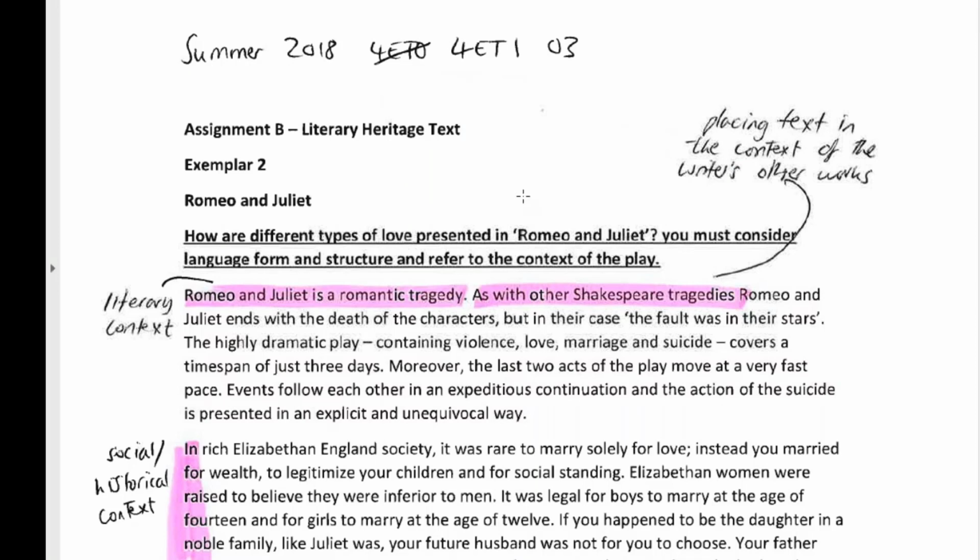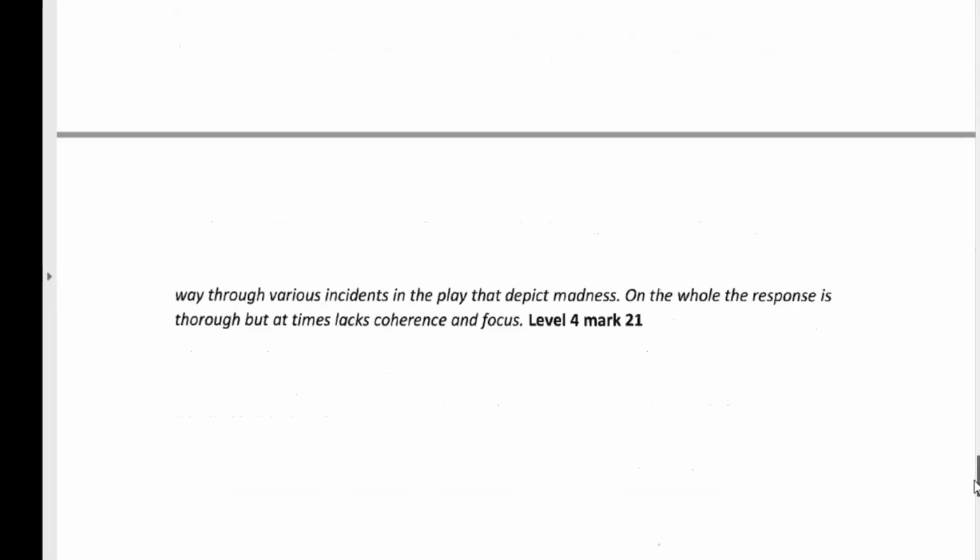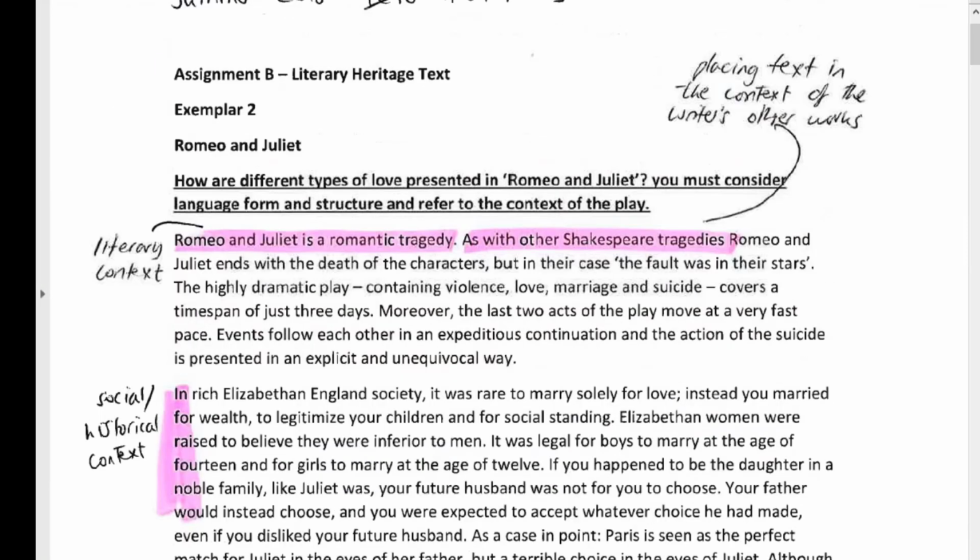These actually are from coursework pieces, so they're the coursework on the literary heritage as opposed to the exam. And they're not particularly high scoring responses. The first one, on Romeo and Juliet, is level 3, I think. Yeah, level 3. And the second one, on Macbeth, is level 4. But I've highlighted for you where context has been integrated and the type of context.